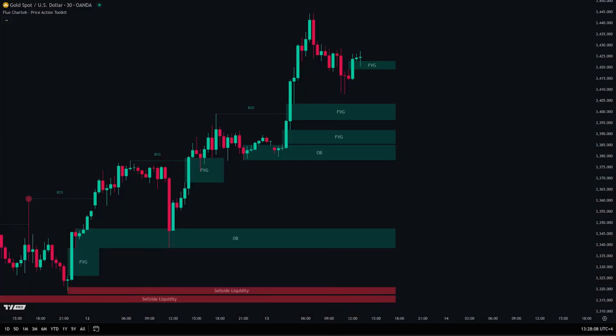Overall, the indicator does a good job of automatically identifying smart money concepts on the chart compared to the majority of indicators that I have seen.